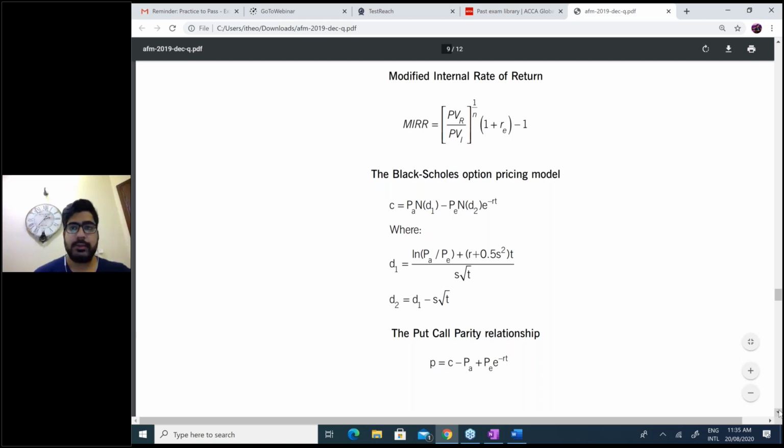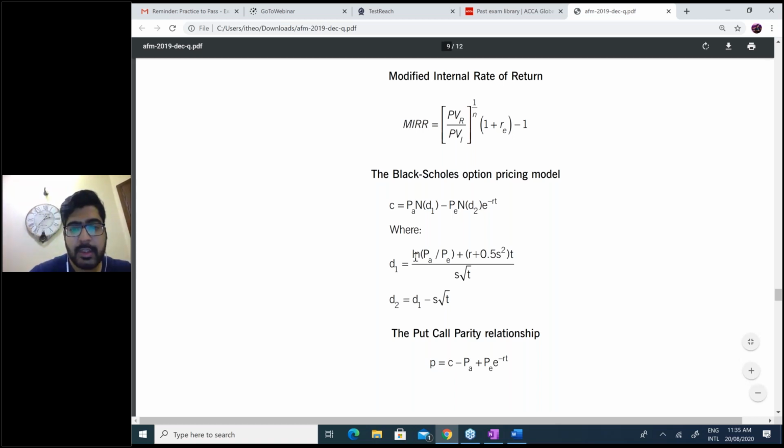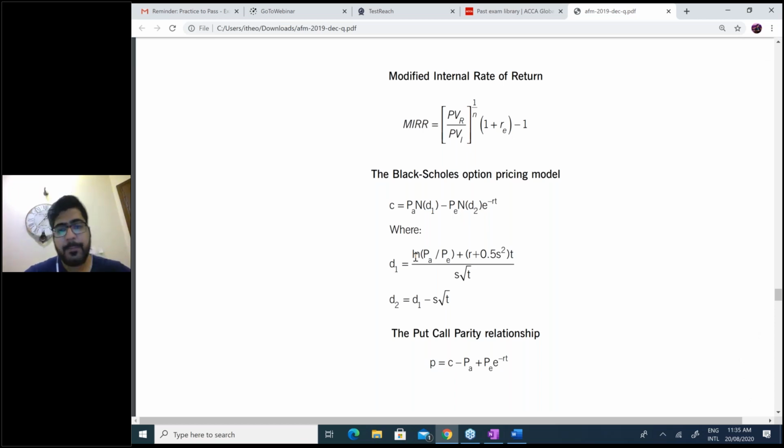As far as the formulas are concerned, step 1 and step 2 are easy, but how do we get D1 and D2? So D1 is basically the numeric log, the function ln in your calculator, of PA over PE, plus R, the risk-free rate, plus 0.5 S squared, the standard deviation squared, times T, over S root T. And D2 is D1 minus S root T. Okay, this is how you work towards D1 and D2.